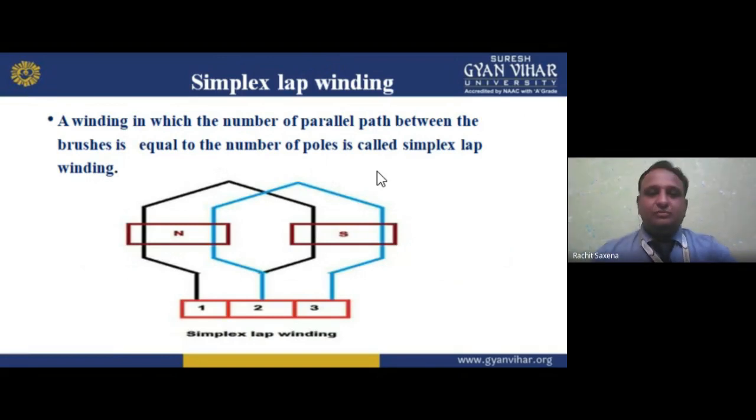Now, a winding in which the number of parallel paths between the brushes is equal to the number of poles is called simplex lap. Now see, this is what I am making. It is in the north pole, and it is in the south pole. So we can say it looks like a simplex lap winding. Okay, so I hope you understand.